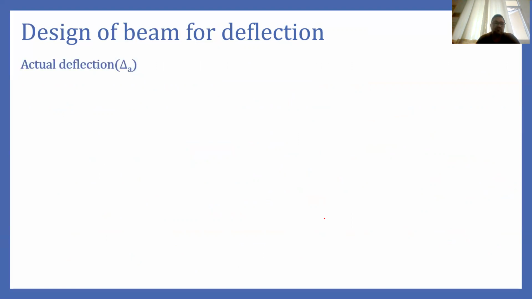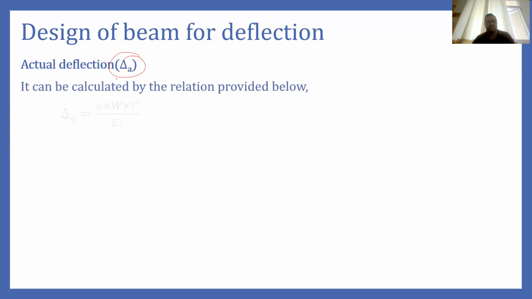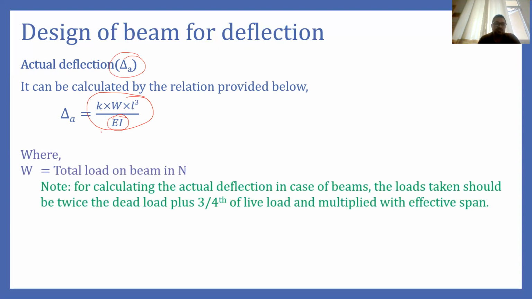Actual deflection is represented by the notation delta A. Delta A can be calculated by this relation. This is the relation with which we can calculate delta A. In this, it is K into W into L cube by EI. Now, we will try to understand each term one by one. In this, W is the total load on the beam.